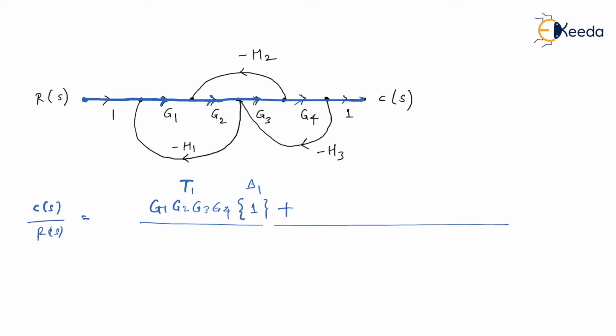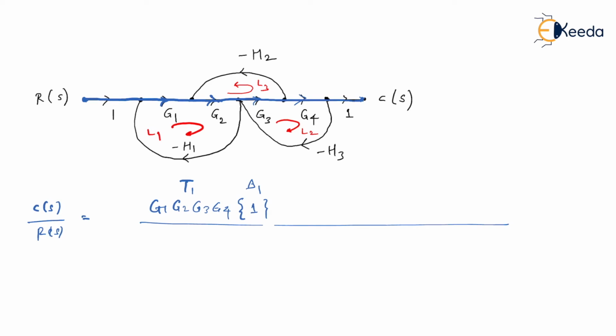Plus, let us write for T2. By observation you will understand that there is no T2. There is no other possible forward path, so we cannot have an extra term over here. So in the numerator we have only T1 delta 1, and it is all divided by delta. So how to write delta? Very simple. I'll take this one as loop 1. I'll take this one as loop 2. And I'll take this one as loop 3. So we have the summation of L1, L2 and L3 together.